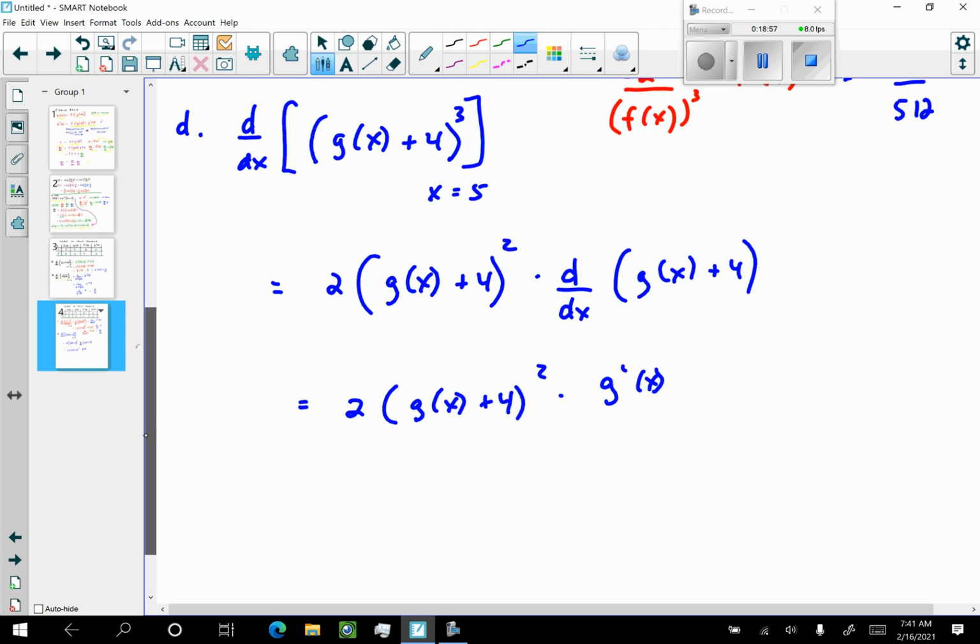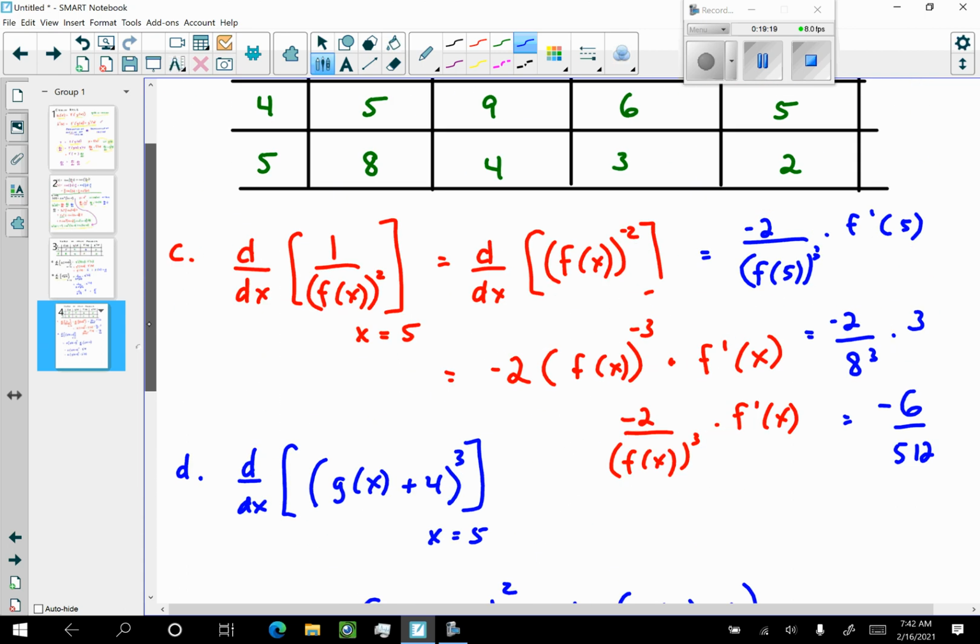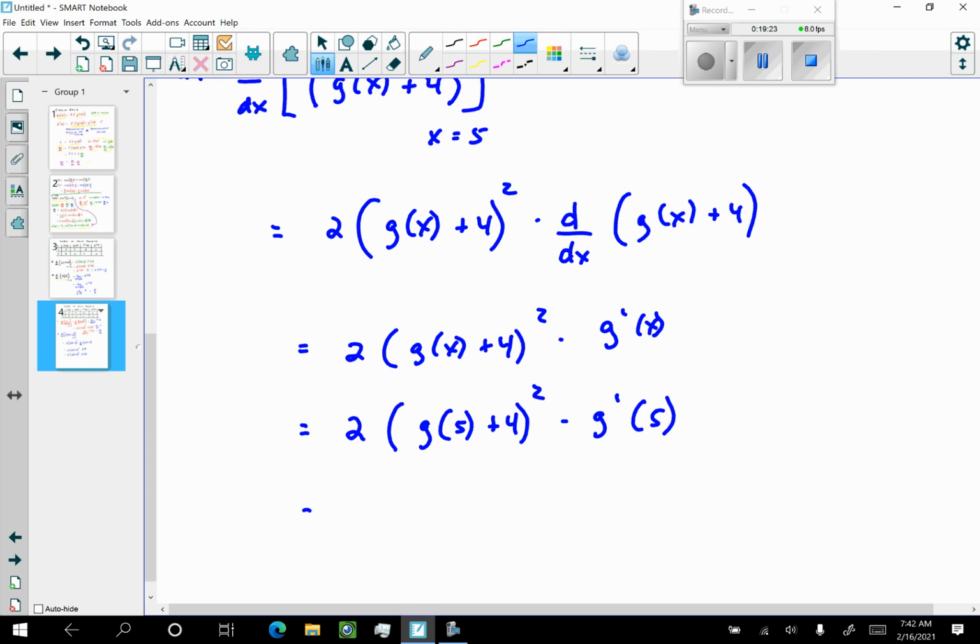It's a chain rule. So what do I want? I want this at 5. So I'm going to put 5 in wherever I see x. This is going to be 3 times g of 5 plus 4 squared times g prime of 5. And I look at my table of values, and I see g of 5 is 4. G prime of 5 is 2. So this is going to be 3 times 4 plus 4 squared times 2. 8 squared is 64. You'll have to check my arithmetic, I believe this is 384.